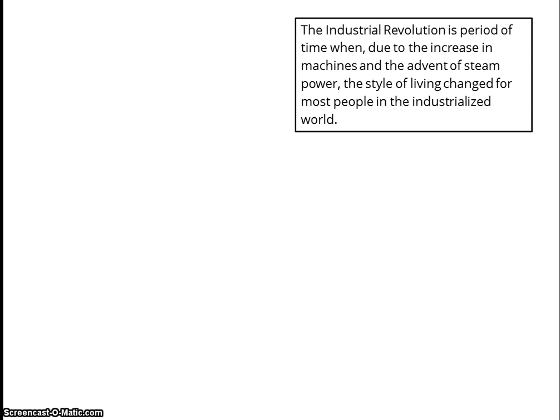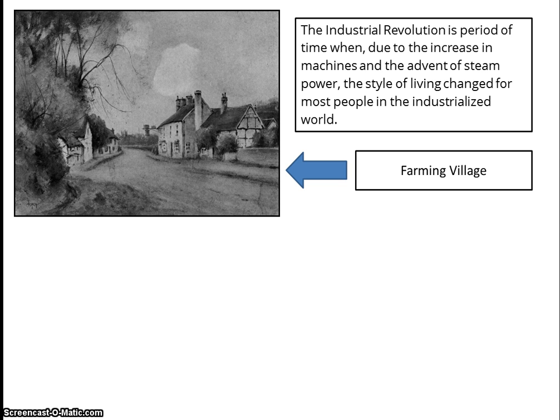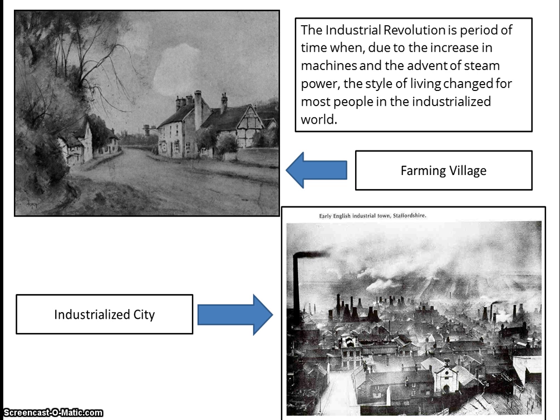The Industrial Revolution is a period of time when, due to the increase in machines and the advent, so the advent means the beginning, of steam power, the style of living changed for most people in the industrialized world. Okay, so that basically means that before the Industrial Revolution, people lived in little farming towns. After the Industrial Revolution, people lived in big cities with all the factories, right?